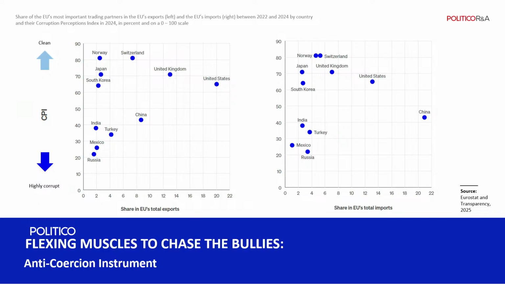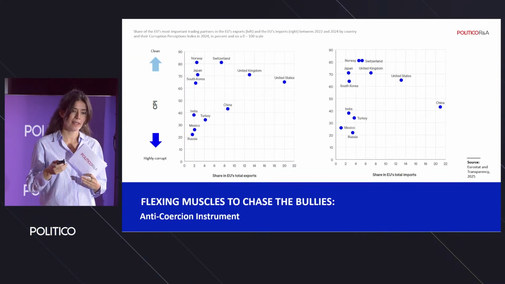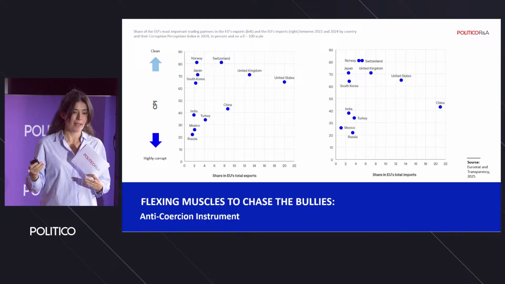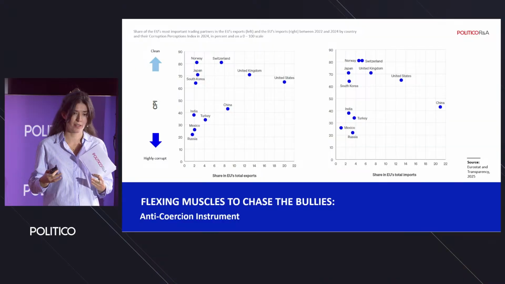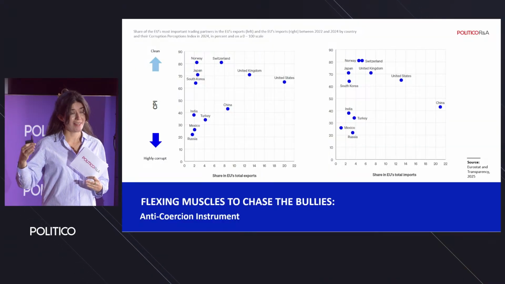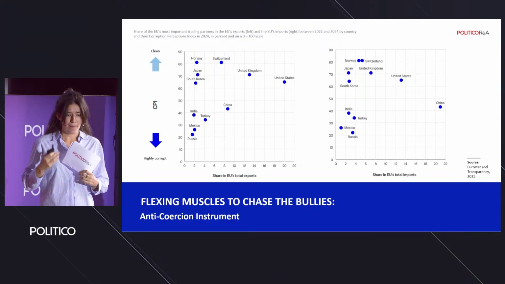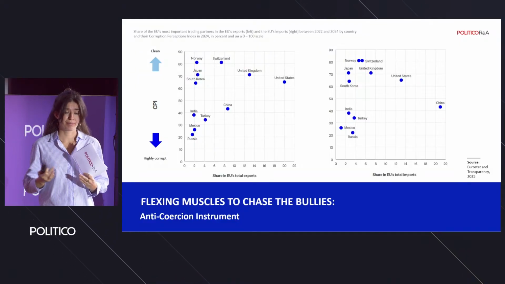The two graphs show the corruption index of the most important trade partners of the EU, serving as a trustworthiness score, plotted against their share in the EU's exports and imports. You can see that the graph on the left shows that the United States dominates EU exports, revealing the vulnerability of Europe's industries to trade tensions. The graph on the right shows that China dominates the EU's imports despite a low trustworthiness score, highlighting the need for a credible instrument to deter coercion.